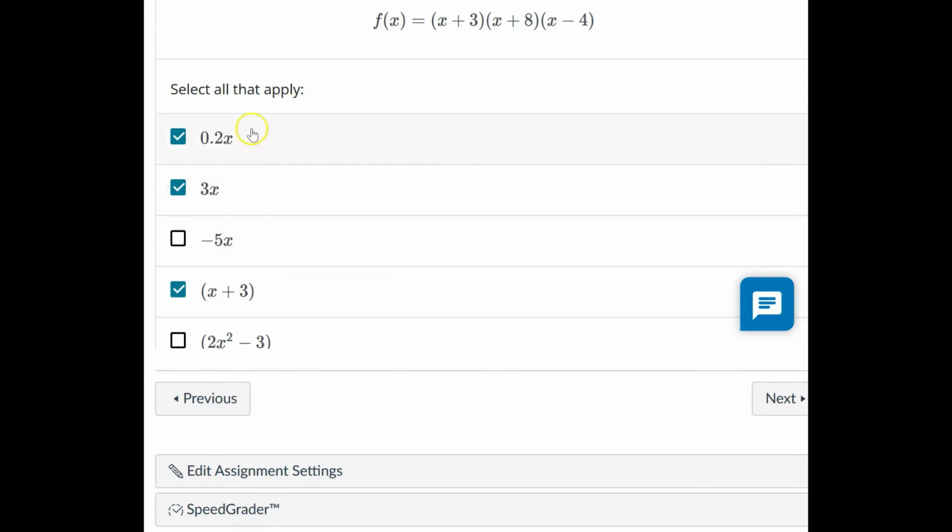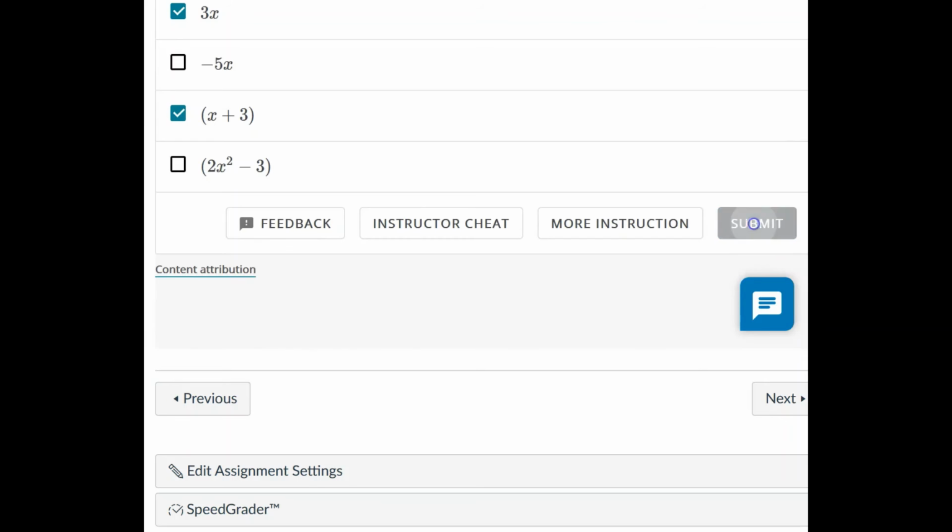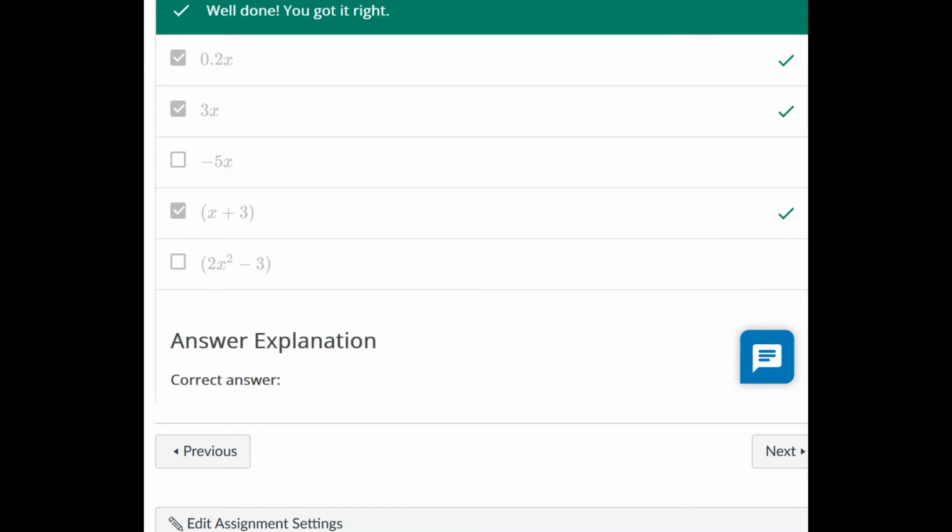So these three would give you an x to the fourth with a positive leading coefficient. And I would like to check that result to see if it's right. Yay, we did it right.